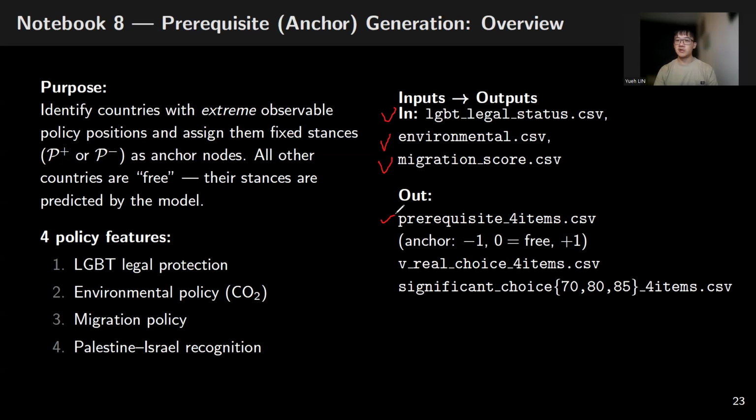Basically, we create what we call a significant choice of those four items, especially for the code of migration and environmental. For those two, since they are numbers, we can take the same idea: a given percentage higher than that or lower than that, we consider them as anchor code prerequisites. For LGBT, we got different criteria. But at the end, we create those prerequisites for the items.